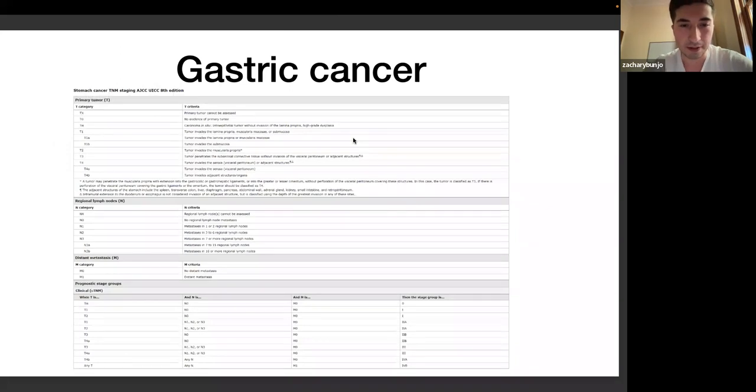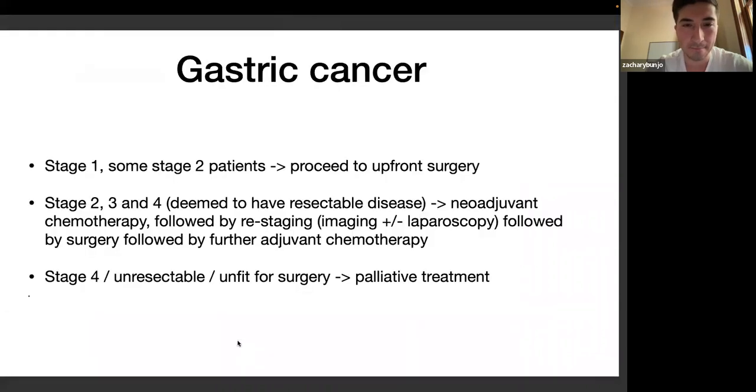I'll just throw this up there for your general reading, but again, staging is contingent on the involvement of the layers of the stomach, nearby visceral organ involvement, and the number of metastases. And similar principles: if they've got early enough stage disease, they'll proceed to upfront surgery. For a lot of the stage 2, 3, and 4 disease that is deemed resectable, the approach is neoadjuvant chemotherapy. A lot of studies have been done in this area, and the classic regimen is the FLOT regimen.